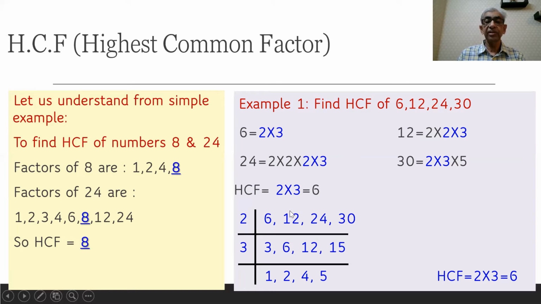Another method of doing it: 6, 12, 24 and 30. These were my numbers for which I have to find the HCF. Now I divide by 2. 6 divided by 2 gets 3, 12 divided by 2 we get 6, 24 divided by 2 I get 12, and 30 divided by 2 I get 15. Now I take 3 as common. So 3 divided by 3 is 1, 6 divided by 3 is 2, 12 divided by 3 is 4, and 15 divided by 3 is 5.